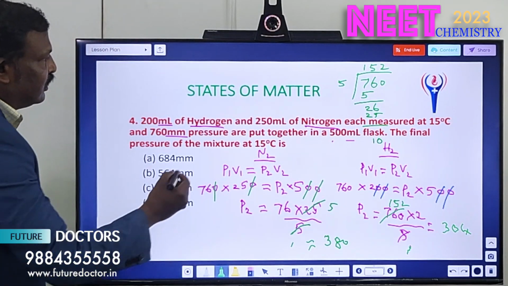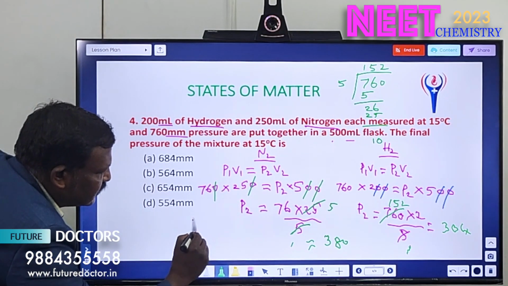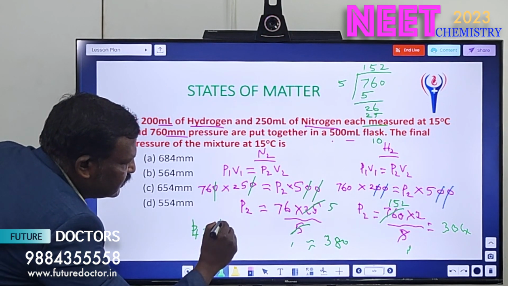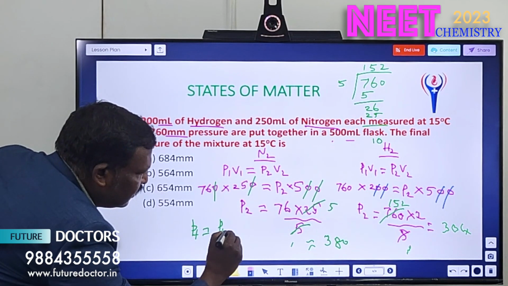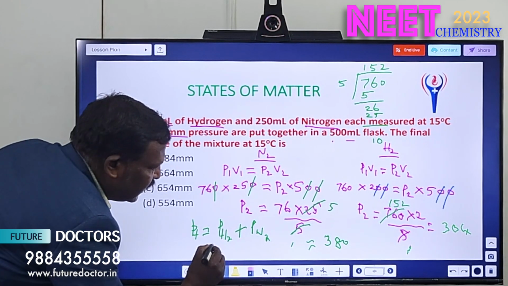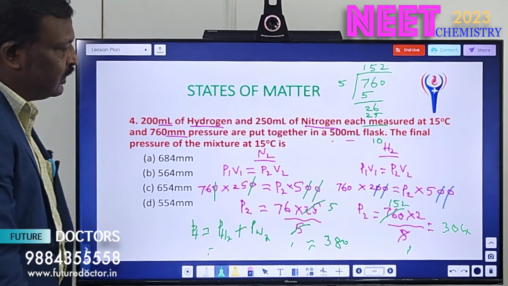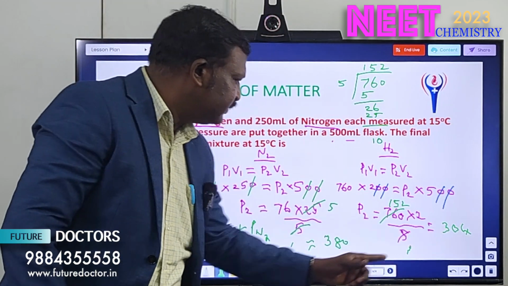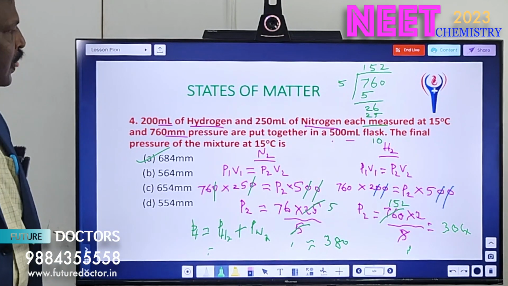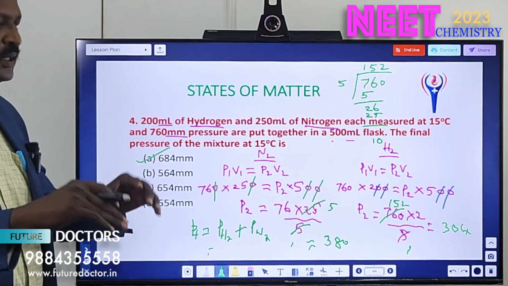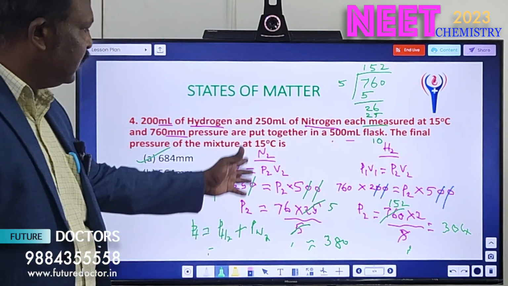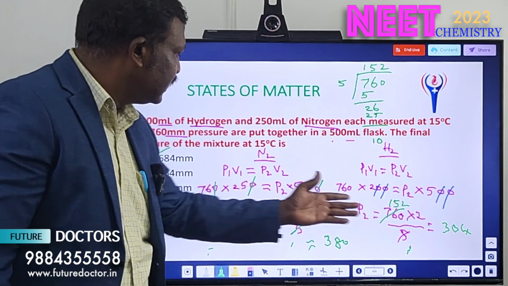So you just add, the formula I told you: total pressure is equal to the partial pressure of hydrogen plus the partial pressure of nitrogen. Understood? If you add these two, we get 684. See this answer. Are you following? Both nitrogen and hydrogen together produce how much pressure? That's the question. Understood? I put them separately, then if you add, we get the answer.